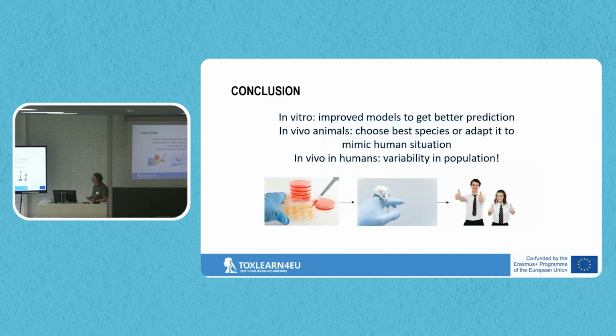So as a conclusion, I think in vitro, models are improving to get better results or better predictions of what is going on in vivo. I think for the in vivo animal studies, you should choose the best species or adapt it to mimic the human situation, or at least try to understand where the differences are. And in vivo, in humans, I think there's a huge variability in populations, and that is also something that we have to keep in mind when we do our experiments.